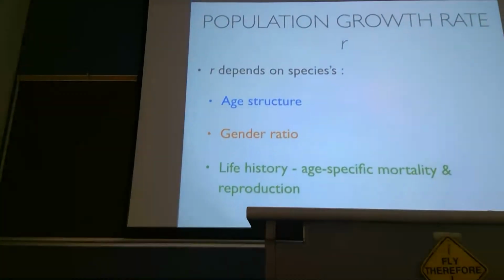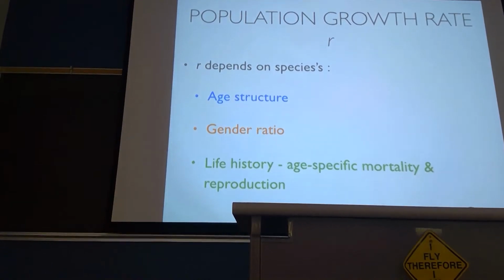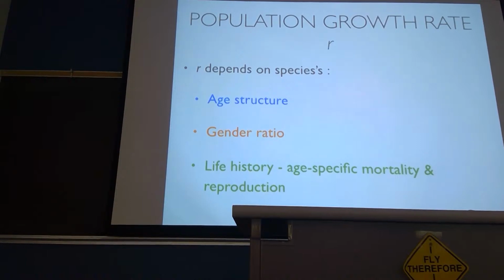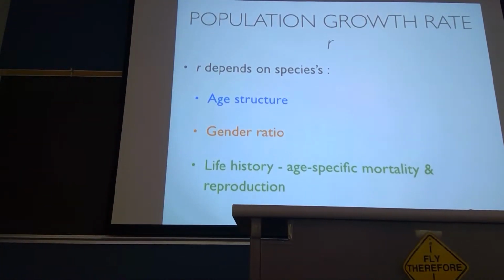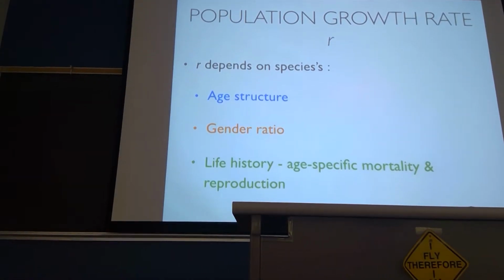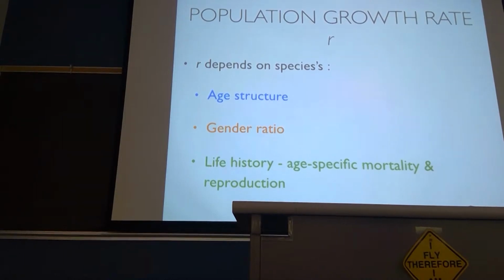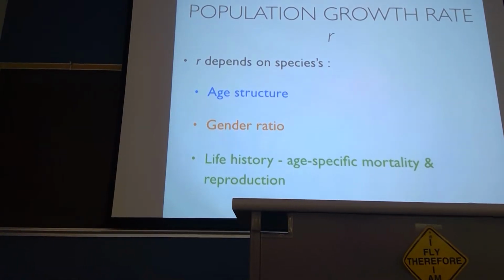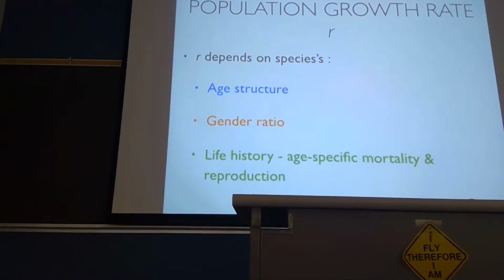Okay, so population growth rates, what we've been talking about. We had these exponential and logistic growth curves last week, these J-shaped curves of exponentially increasing populations, and then these S-shaped curves of logistically growing populations that are capped by carrying capacity. We were talking about density-dependent and density-independent factors that affect population growth rate. Inherently, r, that growth rate of the population, little r, depends on age structure, gender ratio, and the life history of the organisms, their age-specific mortality and their age-specific reproduction.